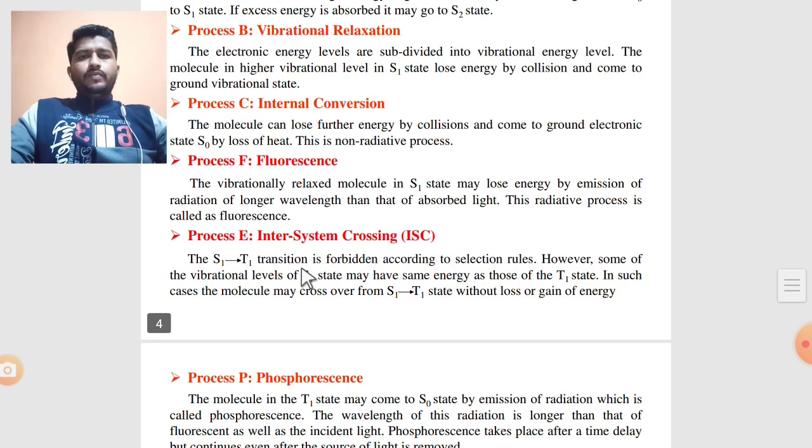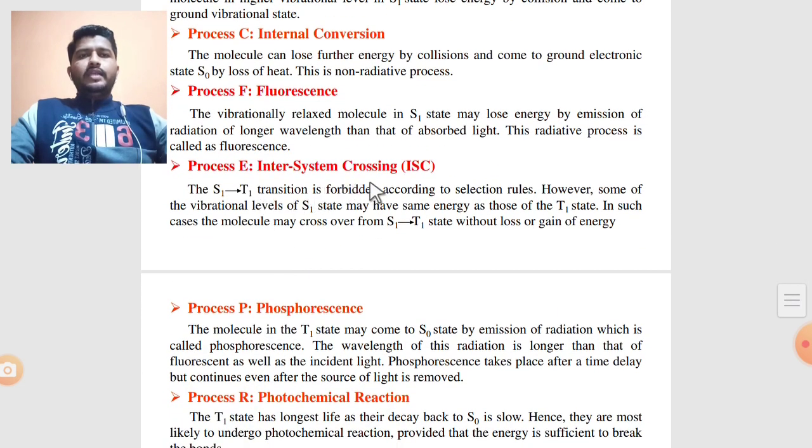Okay, the next one is process E, intersystem crossing. The S1 to T1 transition, means singlet state to triplet state transition, is forbidden according to the selection rule. However, some of the vibrational levels of the S1 state may have the same energy as those of the T1 state. In such cases, the molecules may cross over from S1 to T1 state without loss or gain of energy.